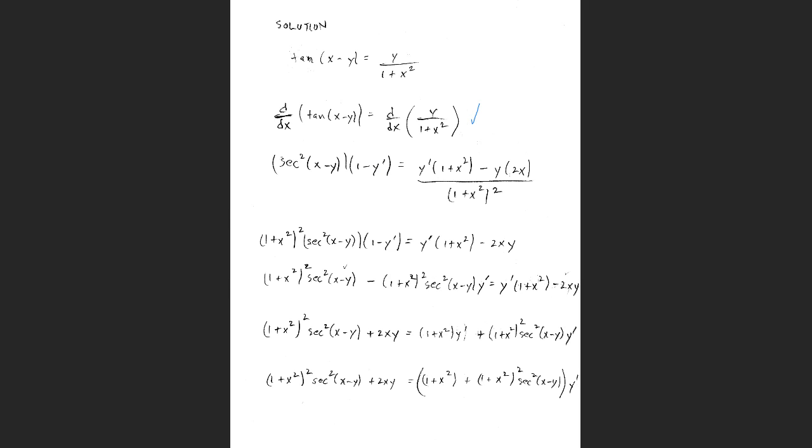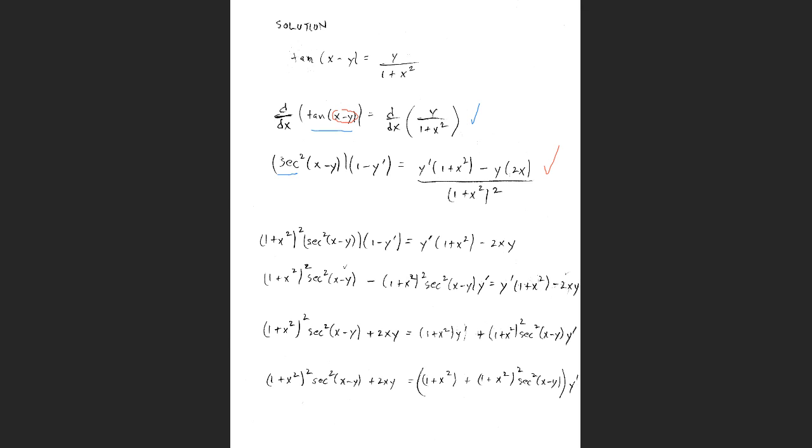And on the left side, for the derivative of the tangent of x minus y, we're going to use the chain rule. The derivative of the tangent function is secant squared, so you have secant squared of x minus y. But then you need to take the derivative with respect to x of what's inside here. The derivative of x minus y is 1 minus y prime. Okay, thank you, John. John caught that. And then the right-hand side is as you see.